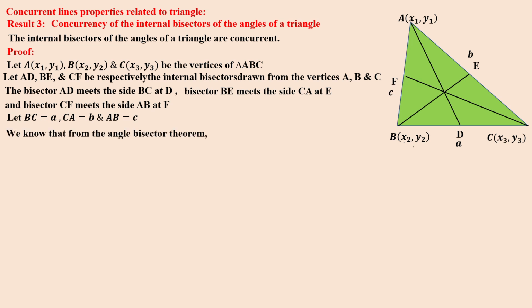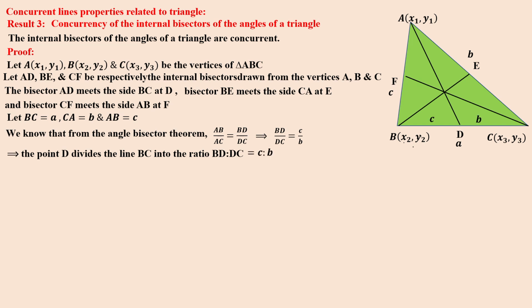We know from the angle bisector theorem, since AD is the angle bisector, the side AB by the side AC is equal to the length BD by the length DC. So BD by DC is equal to AB length c, AC length b, so c by b. This implies the point D divides the line BC in the ratio BD is to DC, that is c is to b.